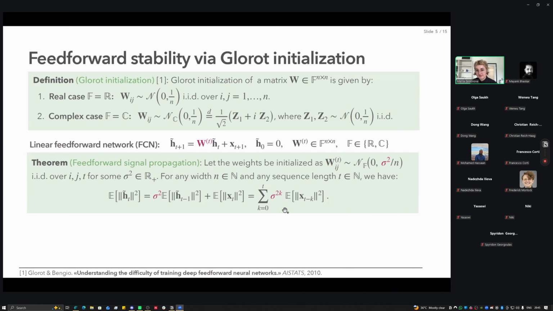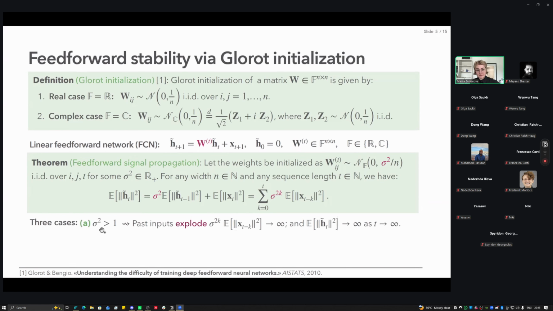And unrolling this recurrence, we get this expression where the dependence of the norm of the hidden state on the input k steps back is multiplied by this term sigma to the power of 2k, right? So now, from this form, we immediately see how it behaves depending on the different sigma values. So there are three possible cases here.